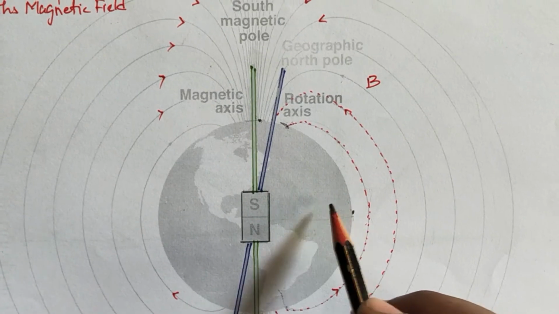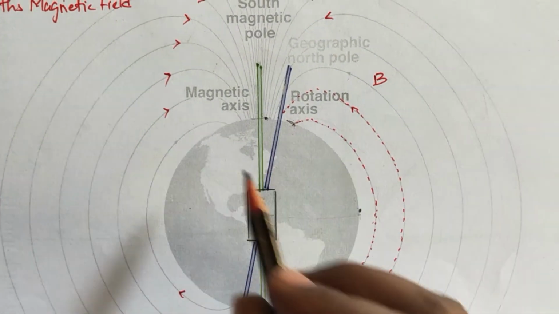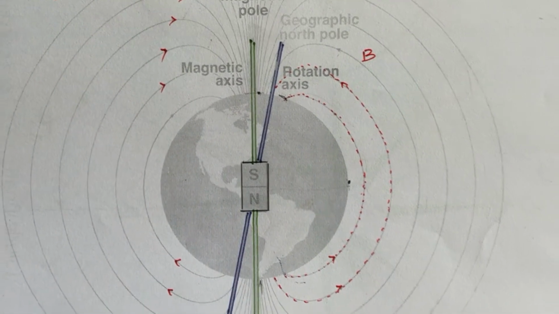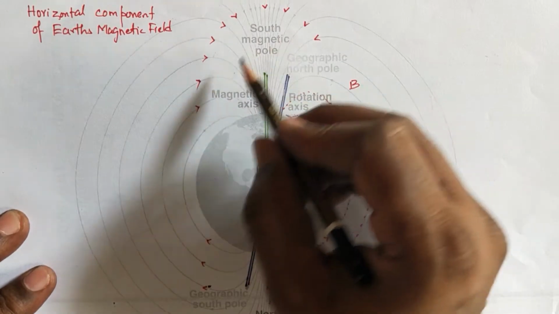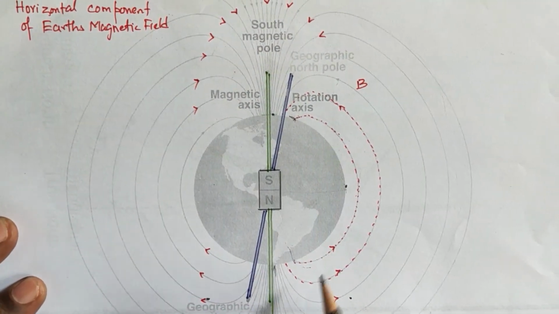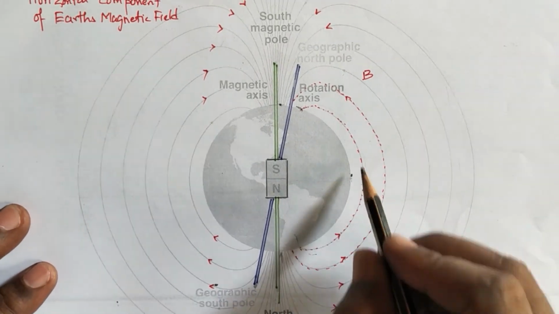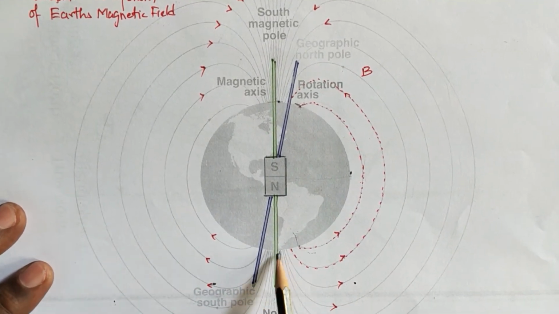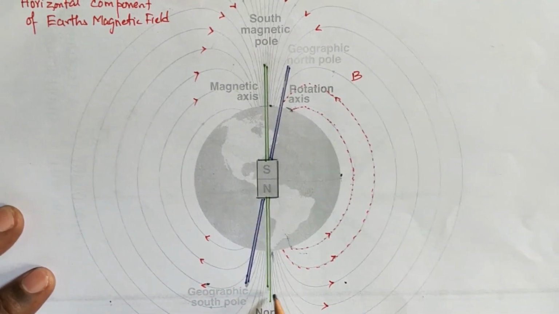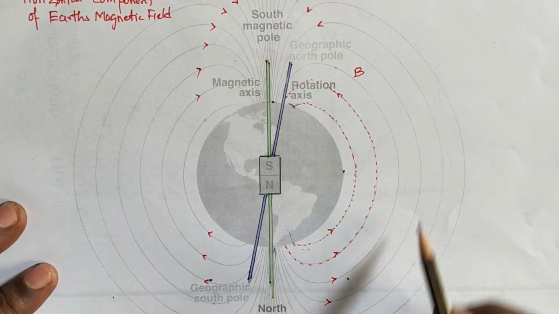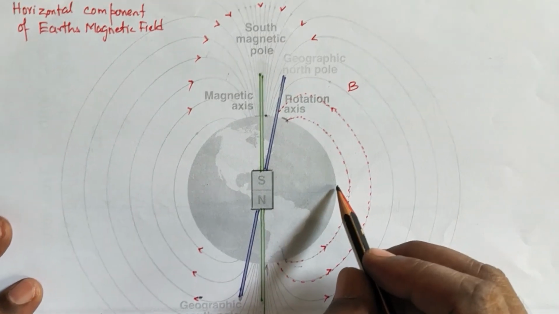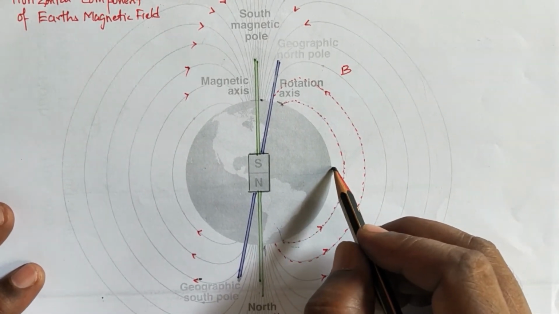To know the horizontal component, we must know the direction of the horizontal component. Since the magnetic field lines are moving from the north pole to the south pole, the direction of Earth's horizontal component is also in this direction. Generally we say that the direction of Earth's horizontal component is from the geographic south pole to the geographic north pole, or you can say from the magnetic north pole to the magnetic south pole. This is called the horizontal component of Earth.